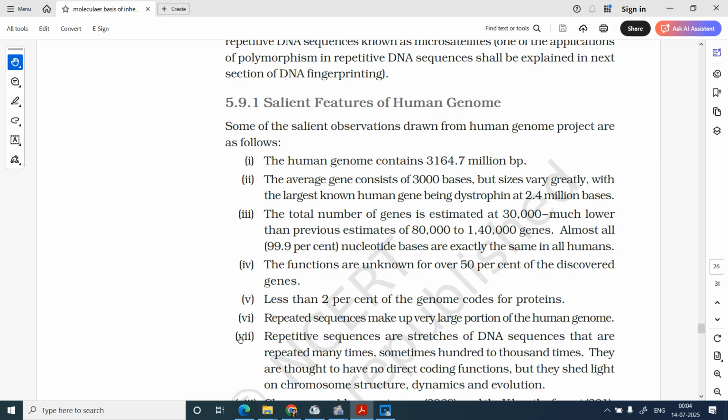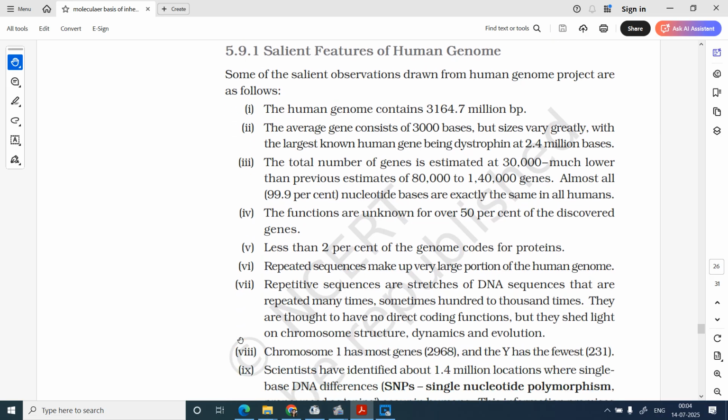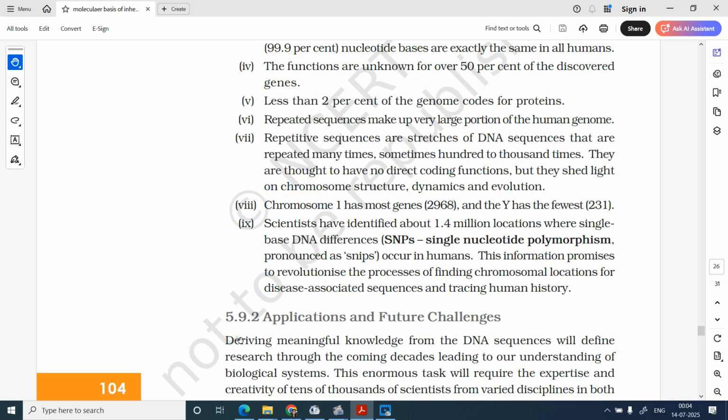Almost all, 99.9%, of nucleotide bases are exactly the same in all humans. Number 4, the functions are unknown for over 50% of the discovered genes. Number 5, less than 2% of the genome codes for proteins. Number 6, repeated sequences make up a very large portion of the human genome. Repetitive sequences are stretches of DNA sequences that are repeated many times, sometimes hundreds to thousands of times. They are thought to have no direct coding functions, but they shed light on chromosome structure, dynamics, and evolution.